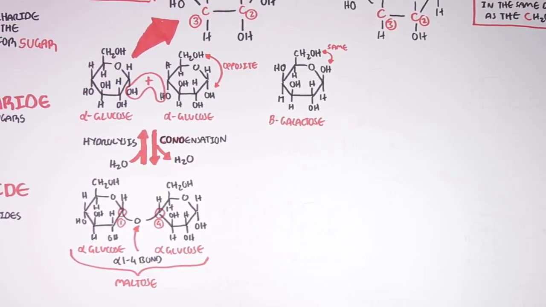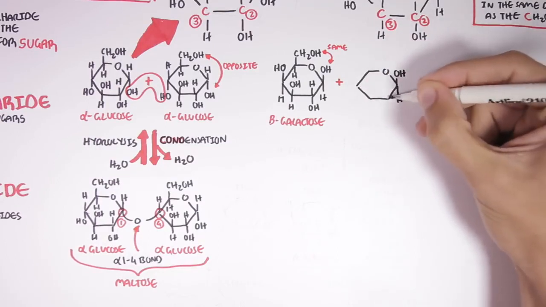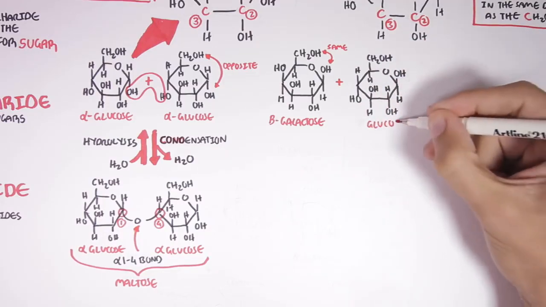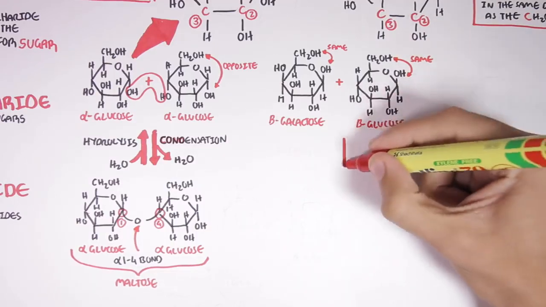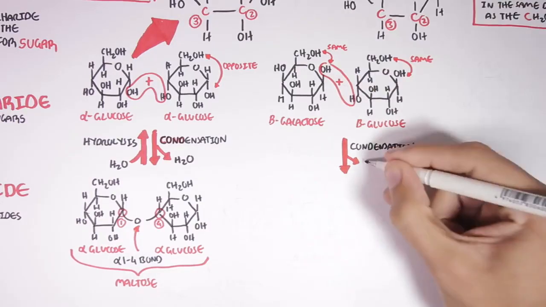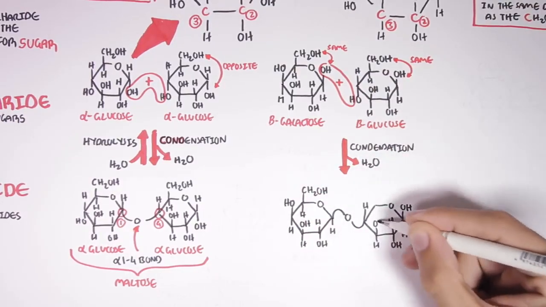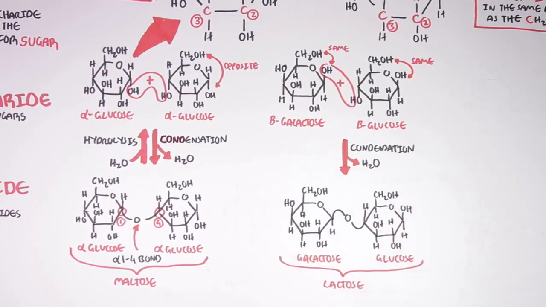So maltose is only one example of a disaccharide. Let's look at some other common examples. Now this galactose molecule can link with a glucose molecule. So this particular glucose molecule is actually in a beta configuration because remember, the hydroxyl group here is pointing in the same direction as carbon number 6. So this galactose molecule and the glucose molecule can form a link, and through the condensation process it will form lactose. Lactose is made up of galactose and glucose.